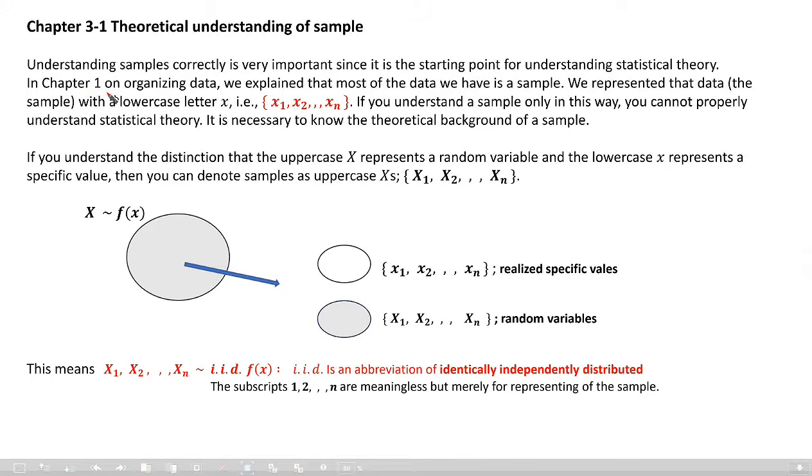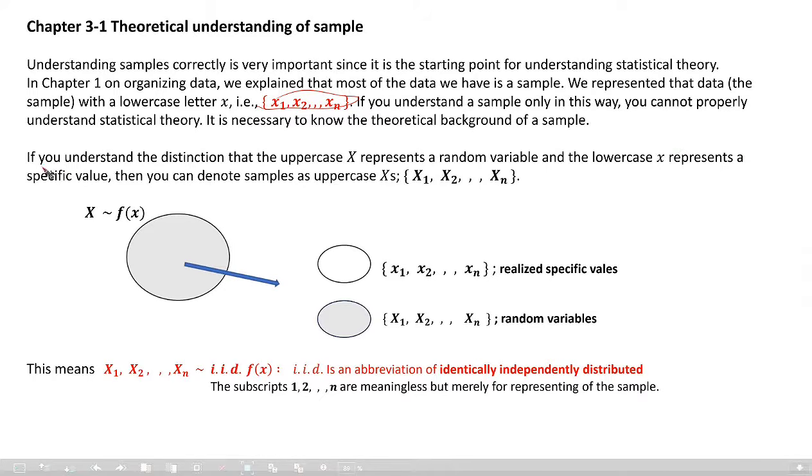In Chapter 1, organizing data, we explained that most of the data we have is a sample. Okay? You have data, then that is a sample. We represented that data, the sample, with the lowercase letter x: small x1, small x2, small xn, right? These are observed values. If you understand a sample only in this way, then you cannot properly understand statistical theory. It is necessary to know the theoretical background of a sample.